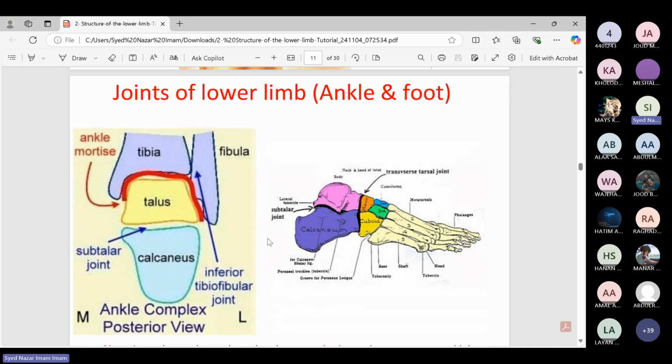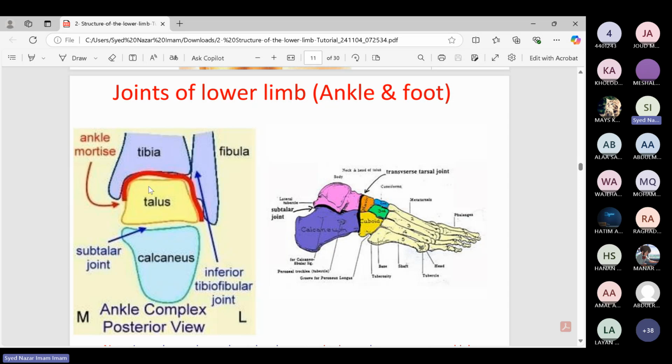Now let's go to the joints of the ankle and foot. We have this ankle joint, which is formed by the lower end of the tibia and the fibula, which form the ankle mortise, and the upper end of the talus. This is how this ankle joint is formed. Remember, the fibula is not forming your knee joint. So this is ankle joint, which is formed by the lower end of the tibia and fibula and the talus.